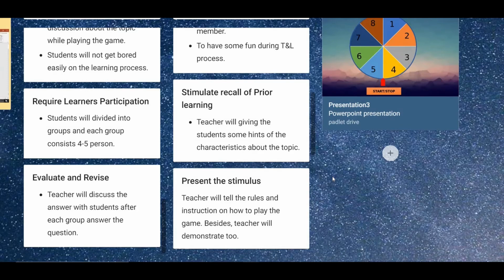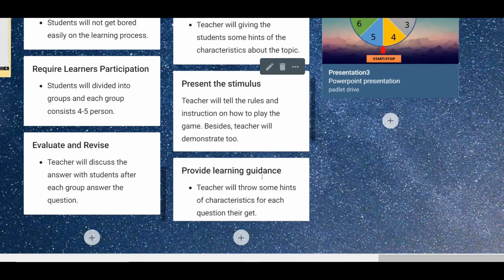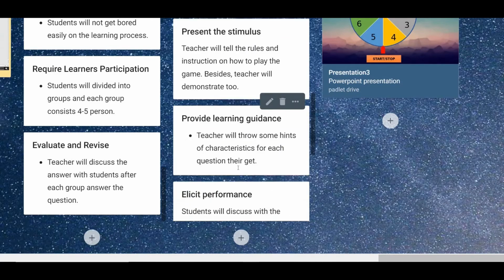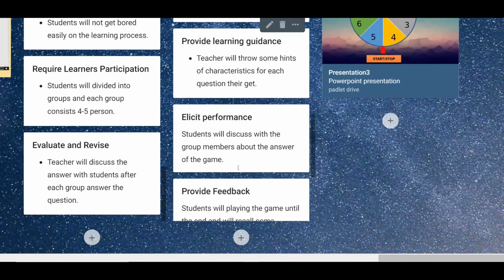to answer the question. And the next is present the stimulus. The teacher will tell the rules and instructions on how to play the game. Besides, the teacher will demonstrate too. So I will demonstrate how to spin the wheel, the turn of the group, and how to answer the question. And then next is provide learning guidance. The teacher will give some hints of characteristics for each question they get.